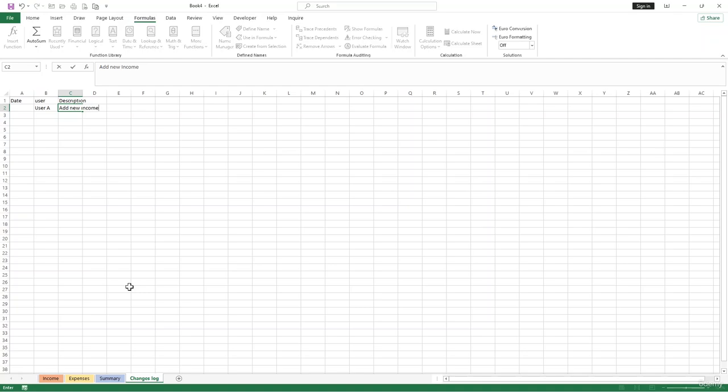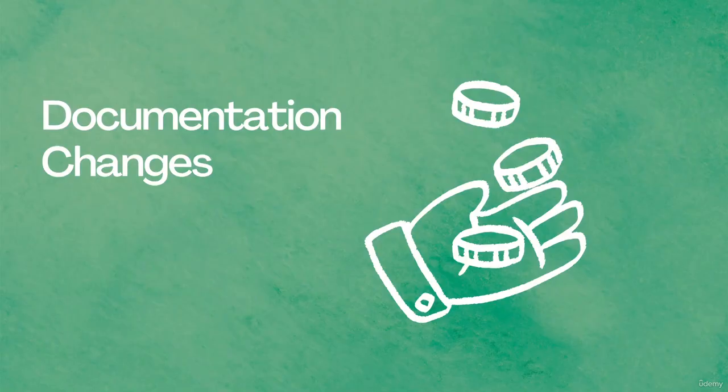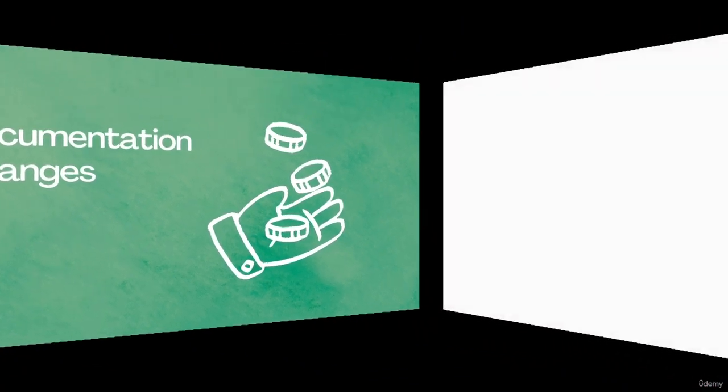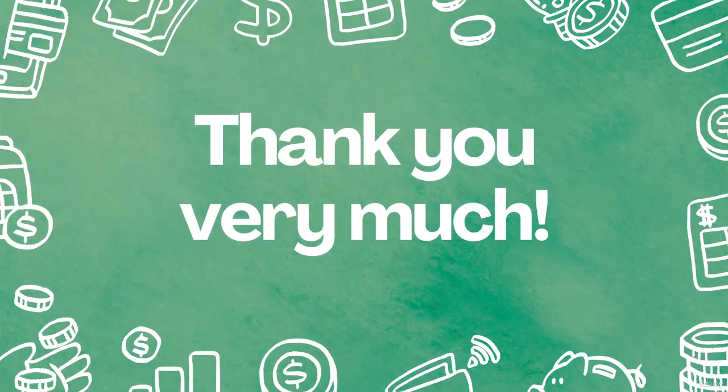By implementing these steps, we can effectively document and audit our Excel workbook, ensuring accuracy and transparency in financial management. So there you have it. By following these steps, you can effectively document and audit your Excel workbook. Remember, proper documentation not only improves accountability but also streamlines collaboration and troubleshooting. Thanks for watching and happy Exceling.